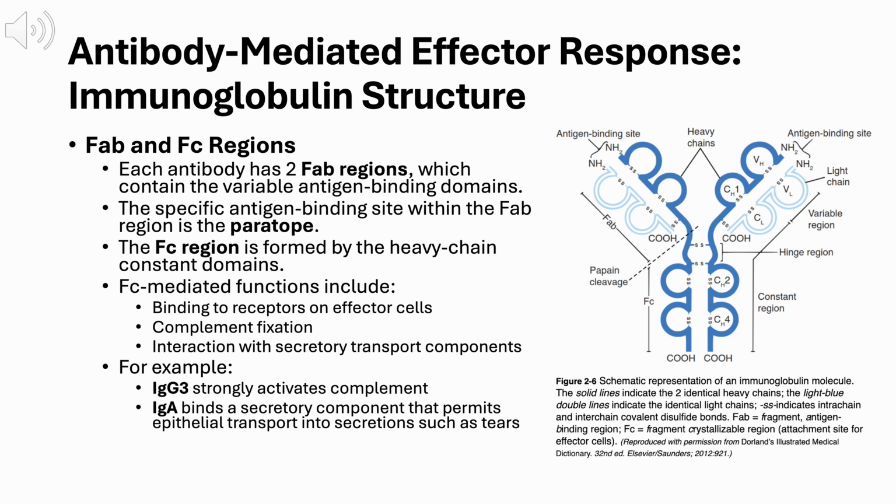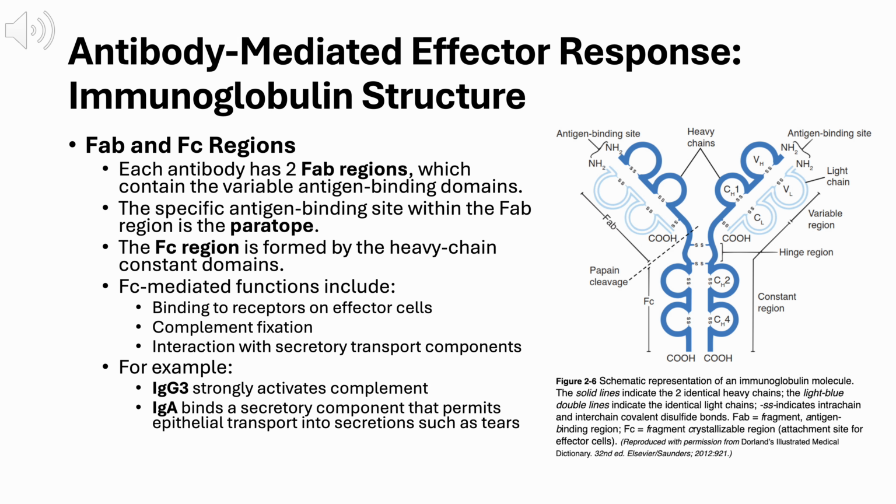Fc-mediated functions include binding to receptors on effector cells, fixing complement, and interacting with secretory transport components. 2 concrete examples make this vivid. IgG3 strongly activates complement. And IgA binds a secretory component that lets it be transported across epithelium into secretions, such as tears, directly relevant to ocular surface immunity.